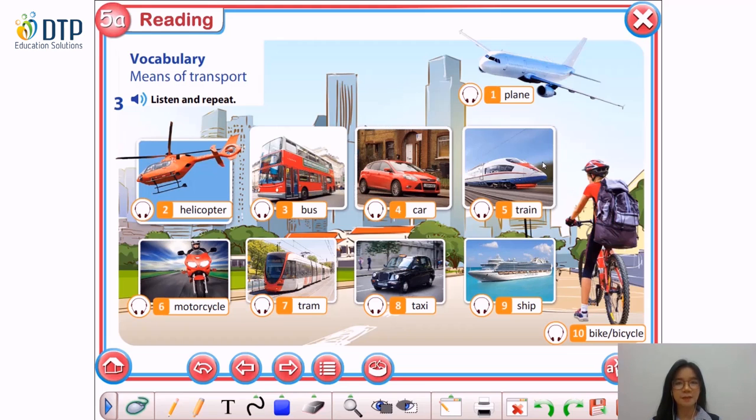Now, let's look back at the pictures and do exercise 3. In this exercise, you're going to listen and repeat.